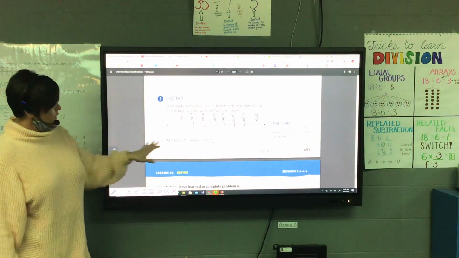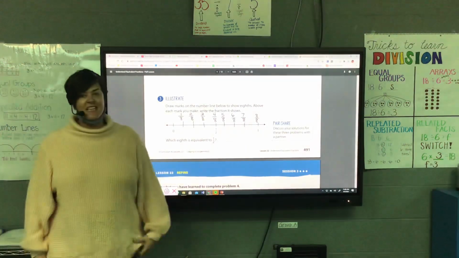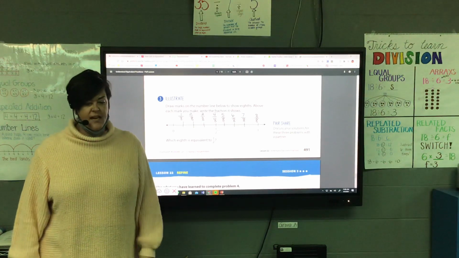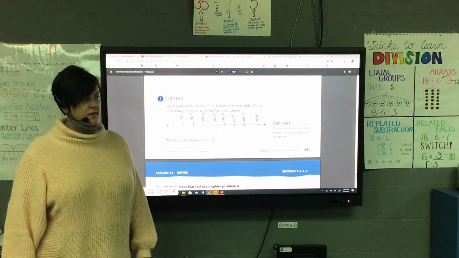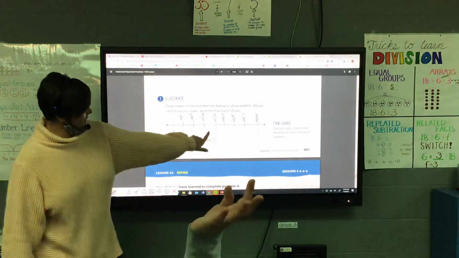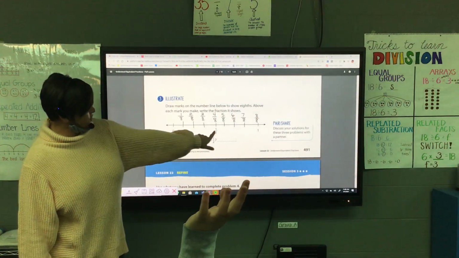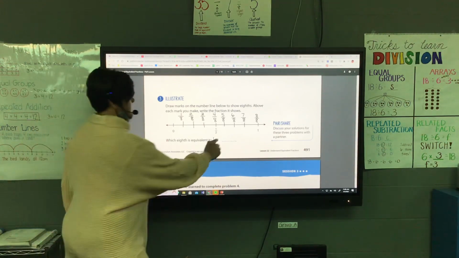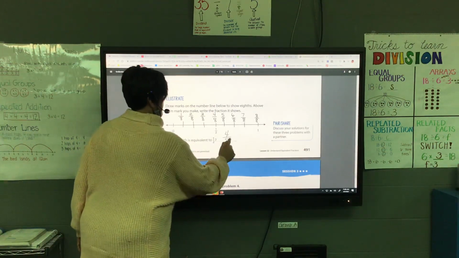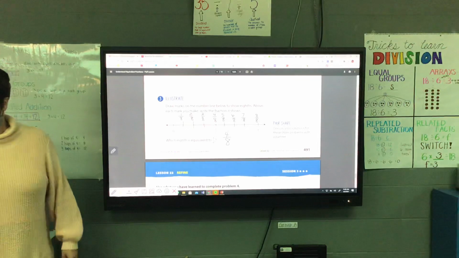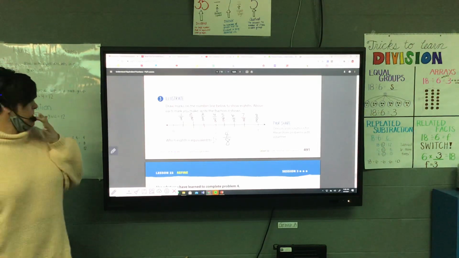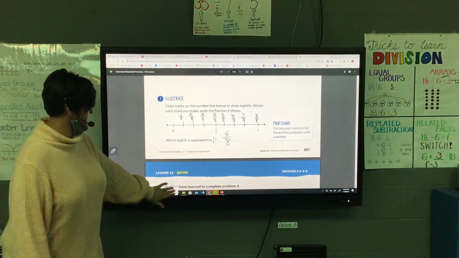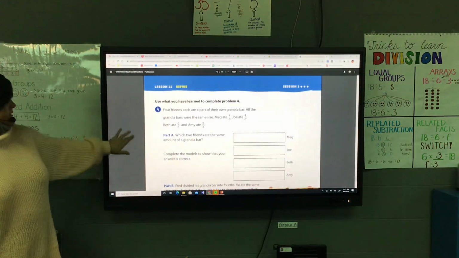Okay. Which eighth is equal to 1/2? Look at 1/2. What's the fraction that is equivalent to it, everybody? 4/8. Got it? Because I have to clear that to be able to get to the next page.